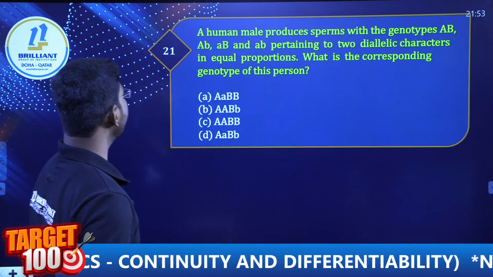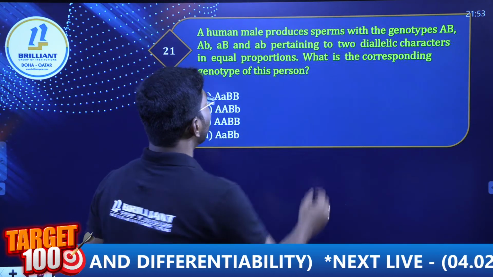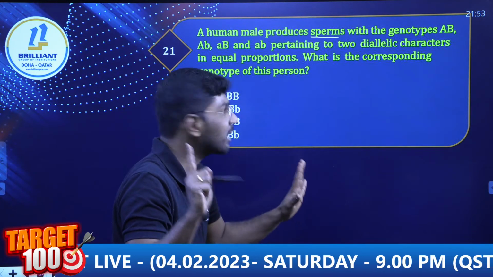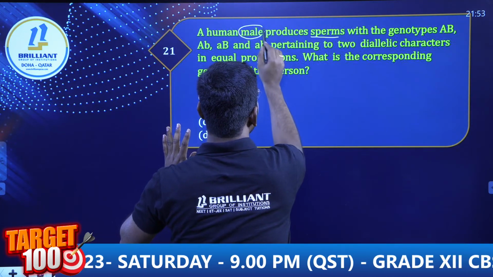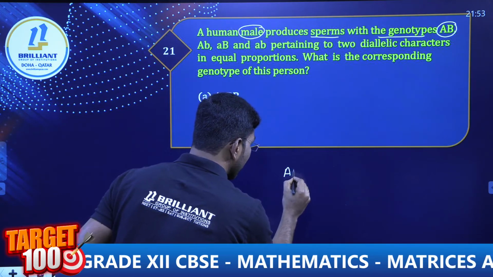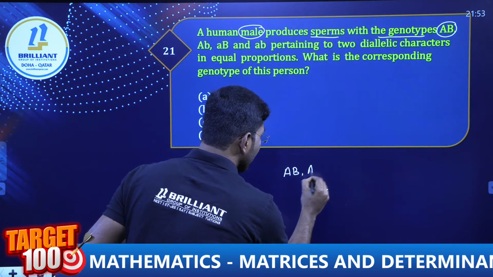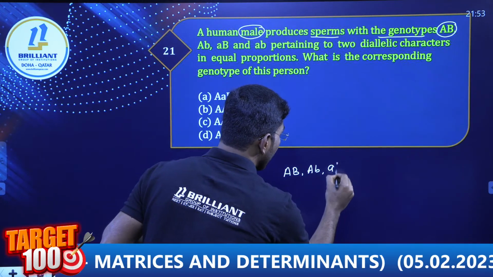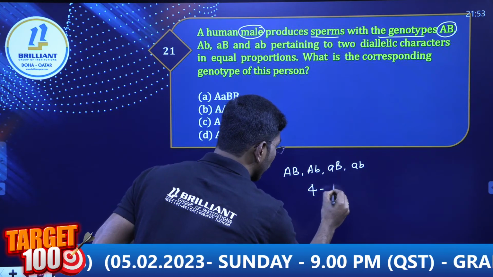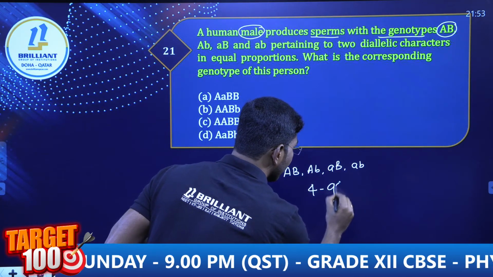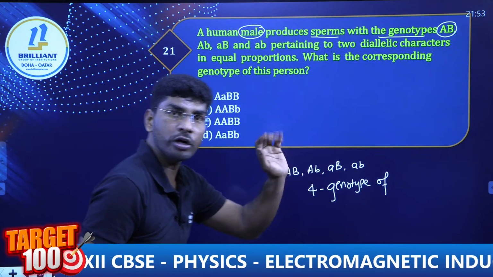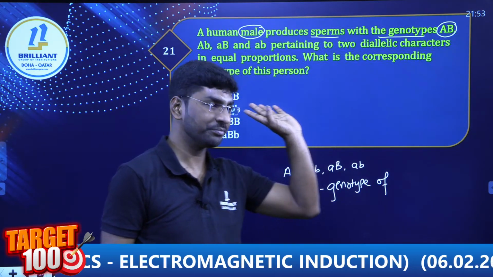Next question, 21st question. A human male produces sperms. You have to think and answer me now. A human male produces sperm with the genotypes: capital A, capital B; next, capital A, small b; next, small a, capital B; next, small a, small b. Four different types of gamete genotypes are forming. What is the genotype of that person?